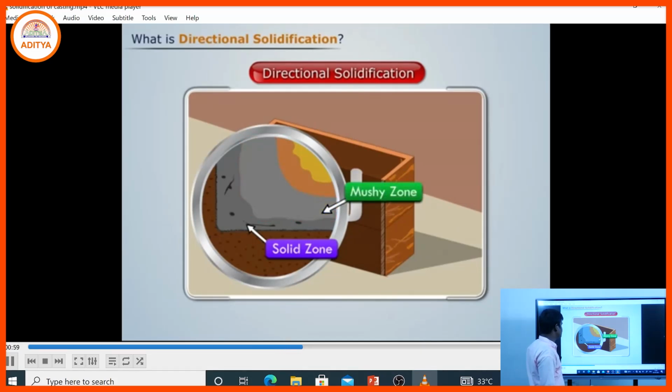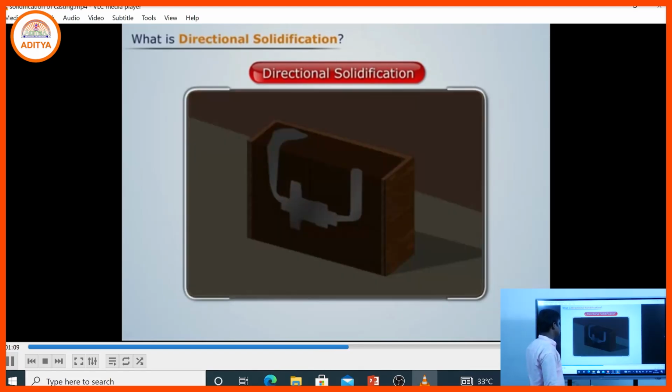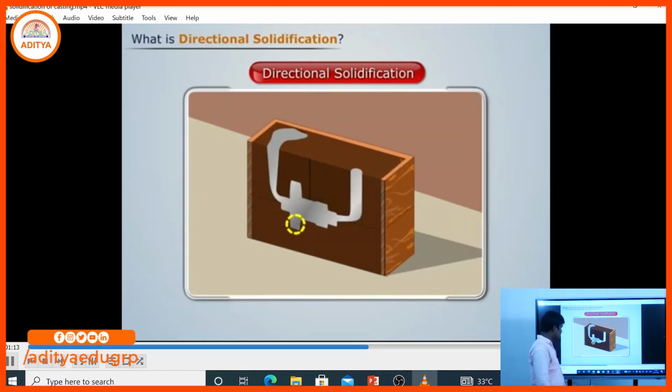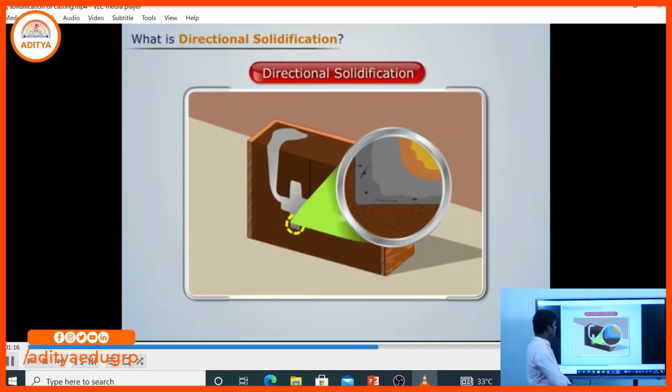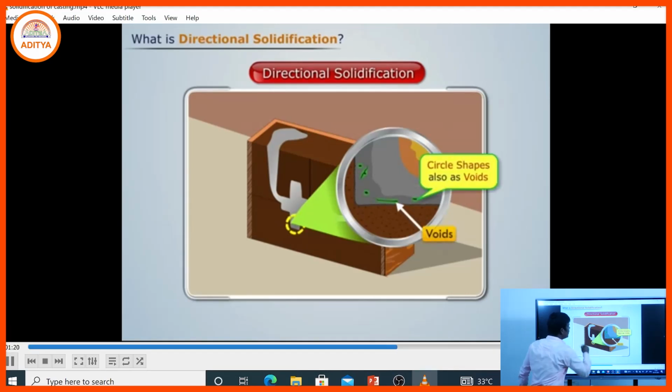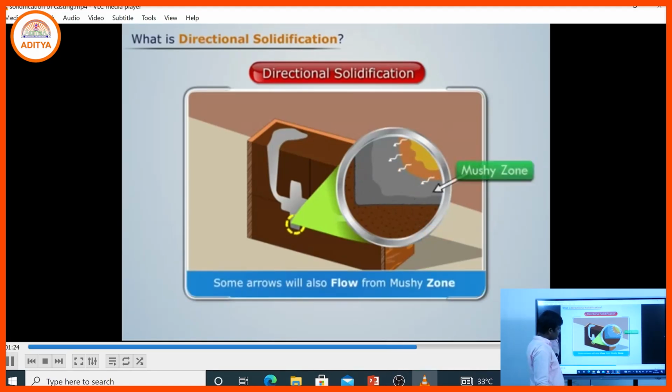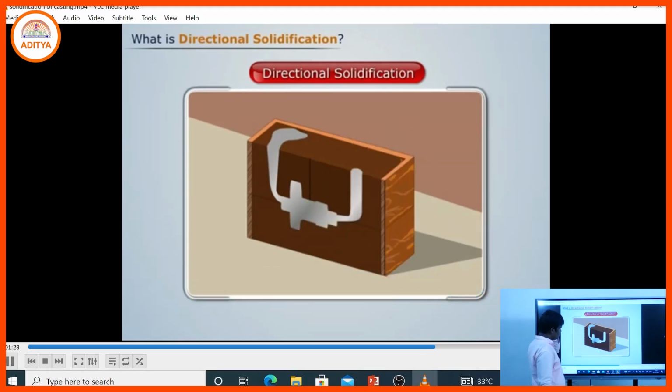It is called the mushy zone. In that zone, liquid metal is present, and from the mushy zone the solidification will start. Those are the three zones. Working of the solidification process: more heat will be extracted through the mold surface, and due to more heat extraction, the solid zone will be created. Mushy zone, liquid zone and solid zone.